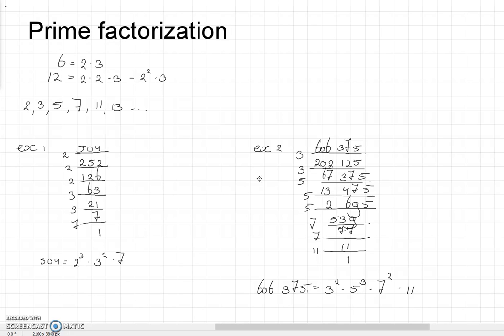In order to use this method, you may need some tricks to find out if a number is divisible by another number, or a calculator. But you will also need to know the first few prime numbers by heart.